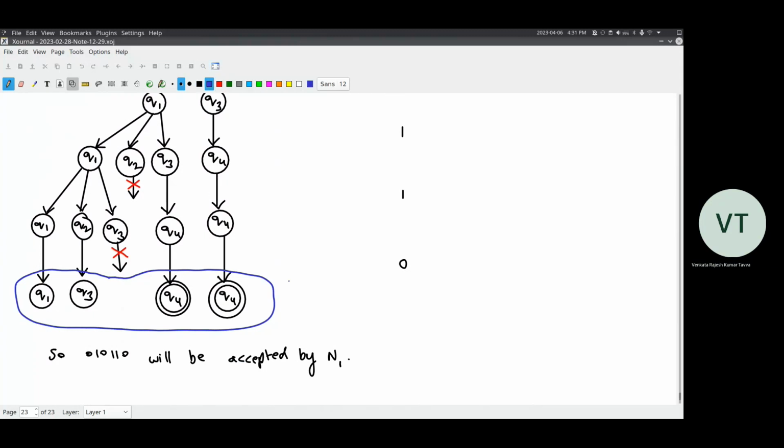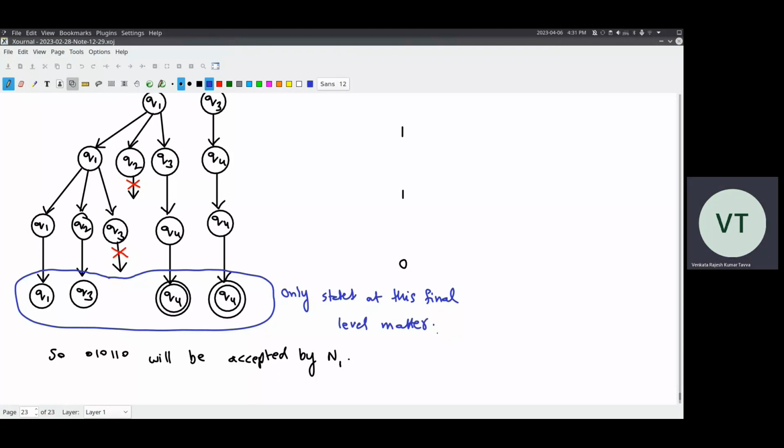So only the states at this final level matter. Nothing else. At this final level, if there is at least one accept state, the string will be accepted. If none of these leaves have a final state, then the string will not be accepted. All right. Simple. Okay. Let's stop here.